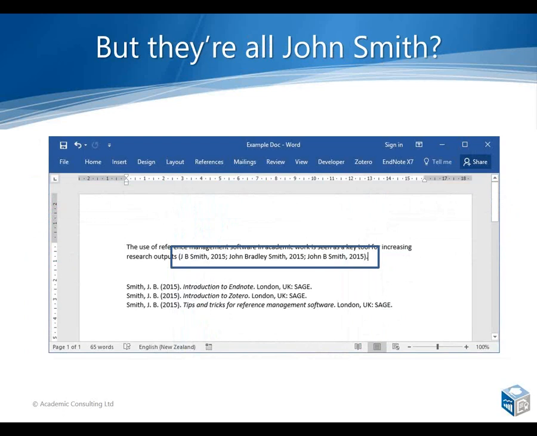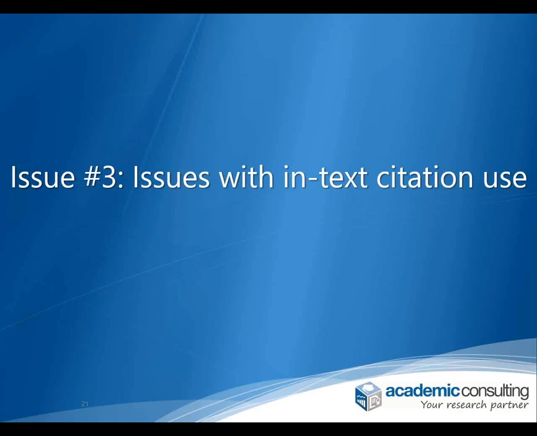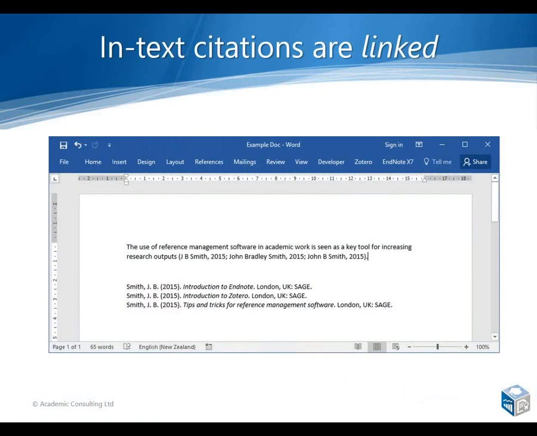Now, issue number 3, problems with in-text citation use. So a really classic mistake that people make with reference management software is they forget to consider that the in-text citations are actually linked back to the software that you're using. So to us, looking at this document that I have on screen, this just looks like text. It looks like the kind of thing that you could potentially have typed in yourself.